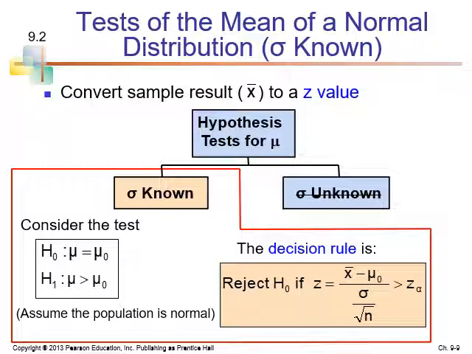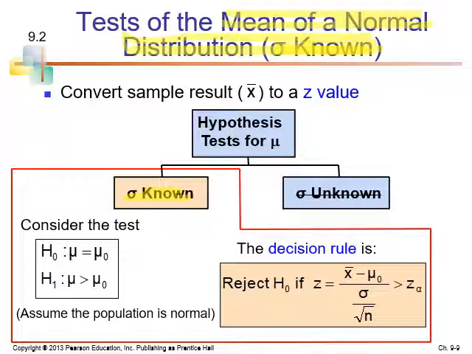Now, how do we formally test the mean of a normal distribution? This is one of the most common tests that we are looking for. What is the mean? Now, if sigma is known, and we will assume that it is known, then we can use the Z distribution.